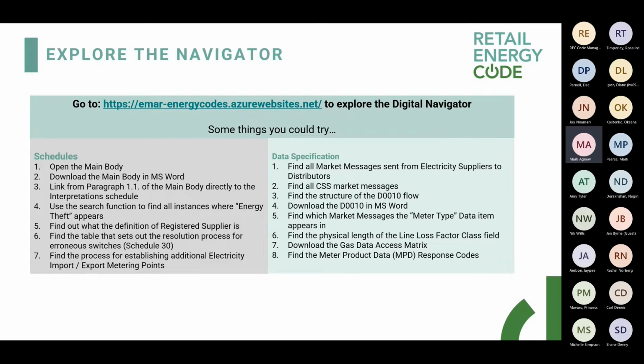So I searched first on all schedules and searched registered supplier, got loads. And then you mentioned going into interpretations. So I then went to the drop down list, selected interpretations, pressed search again, and it doesn't find anything. Strange. Okay, I'll make a note of that and we can test that.